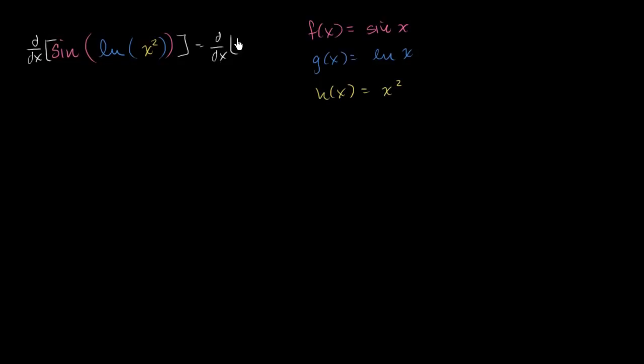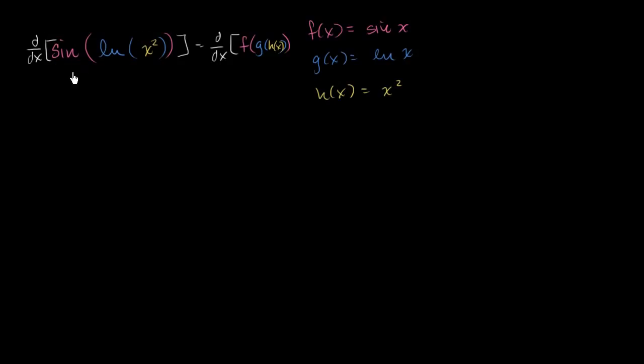then this thing right over here is the exact same thing as trying to take the derivative with respect to x of f of g of h of x. And what I'm going to do is think about it how I would do it in my head without having to write all the chain rule notation.